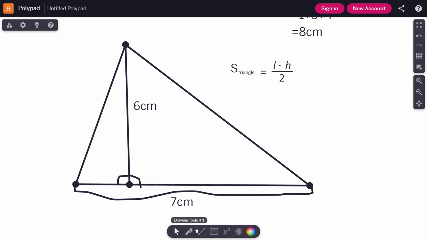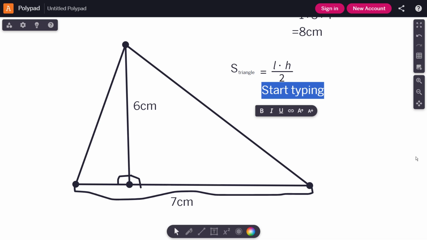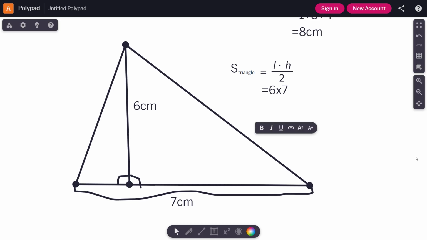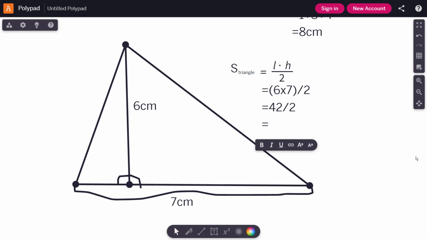Okay, so here we're going to practice. We say S equals 6 times 7. You have to use the real multiplication sign though. I can't type the real multiplication sign, so it's my fault. Equals 6 times 7 divided by 2. Remember, when you are writing fractions, you have to always put brackets. And then equals 42 divided by 2 equals 21.